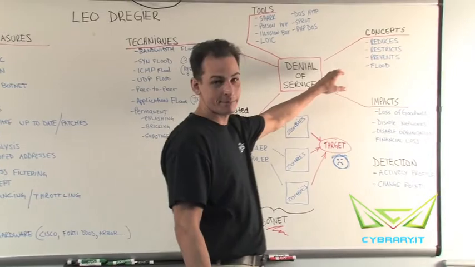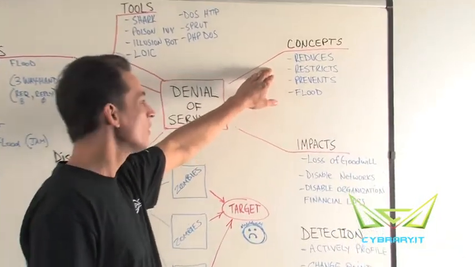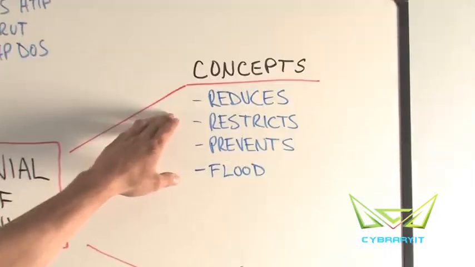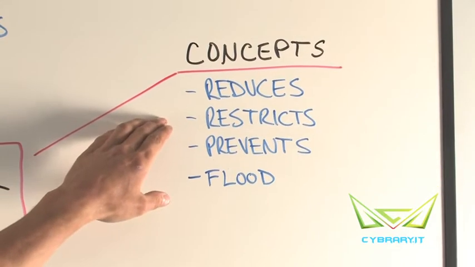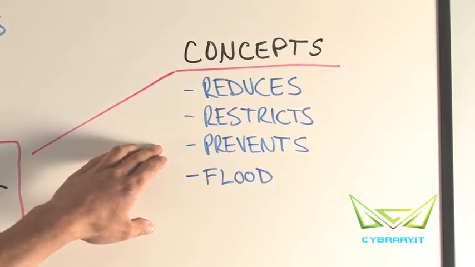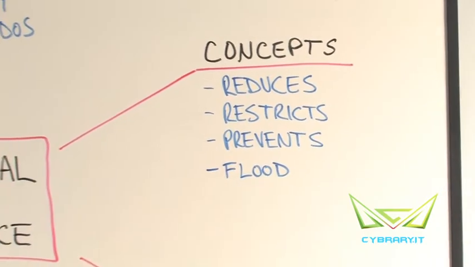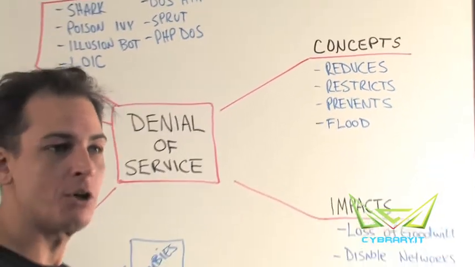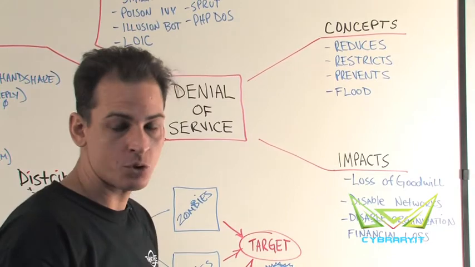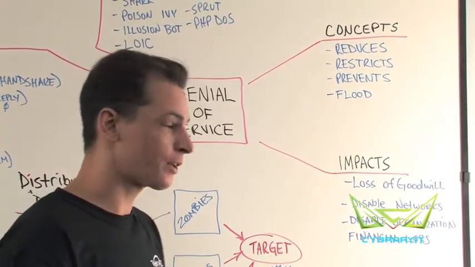The basic concept here is ultimately, no matter how you do it, to reduce someone's network traffic or availability, restrict legitimate access to something, prevent an authorized user from getting access to something, or flood your target with an overwhelming number of requests so that regular users cannot get access to what they need. So it's all rooted in the CIA triad availability section, okay?